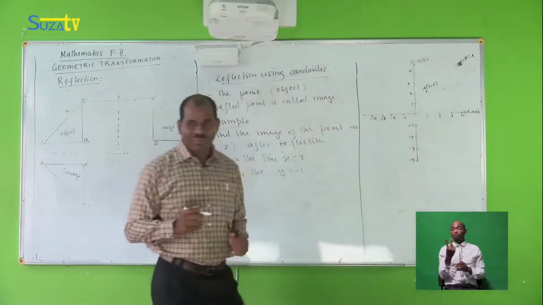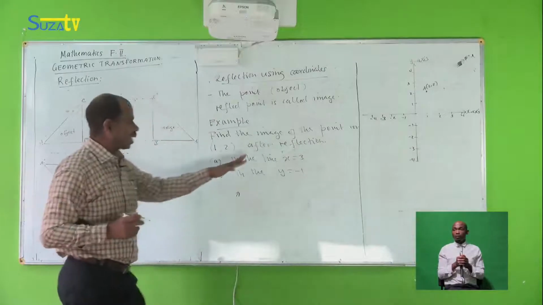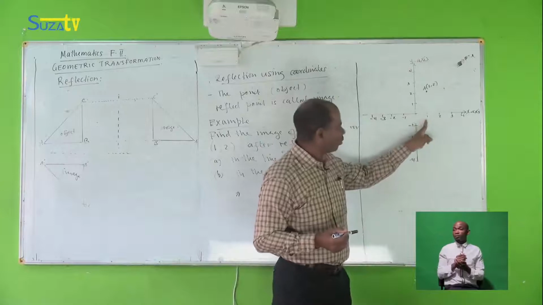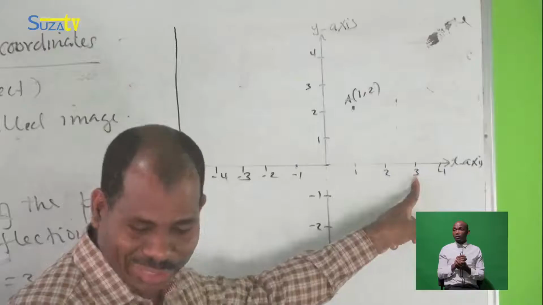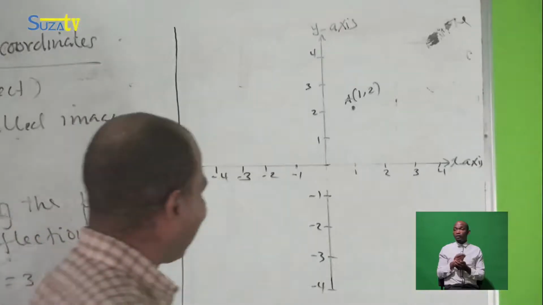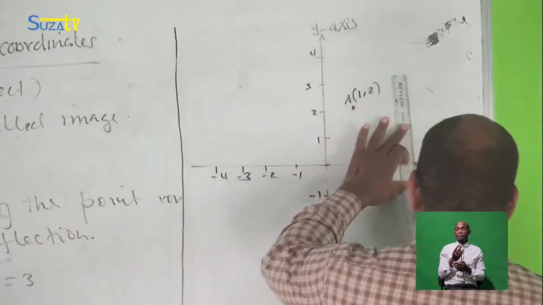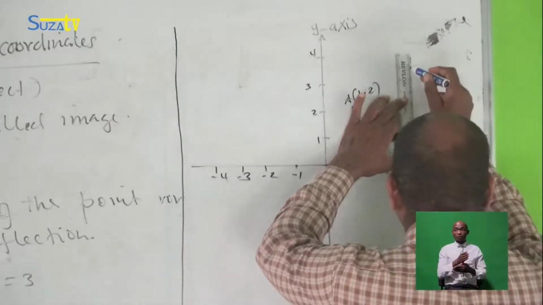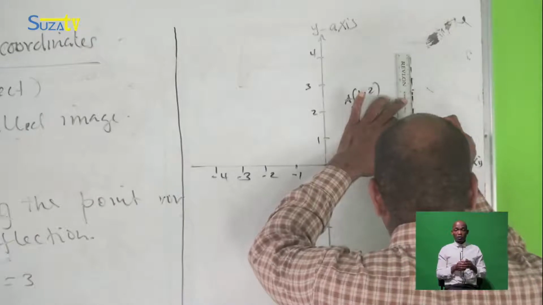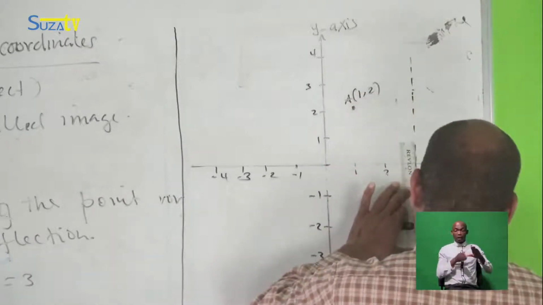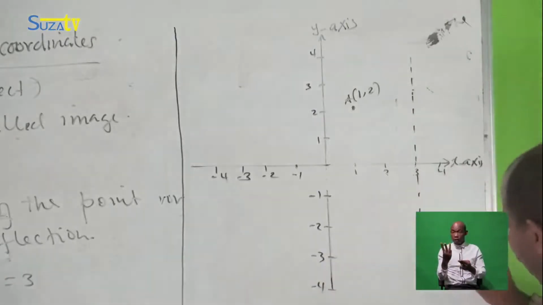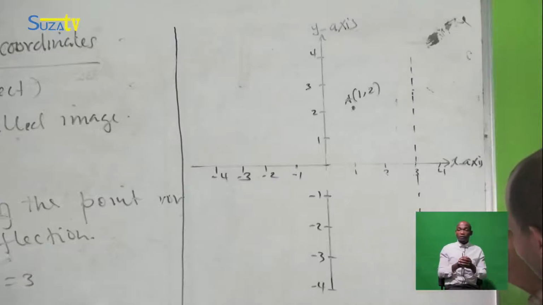The line of reflection for case number 1 is x equal to 3. Can you show me x equal to 3? Here? No. This? No. This? Yes. So draw the vertical line passing through x equal to 3, but make sure that your line is a dotted line. And this is the line of reflection.